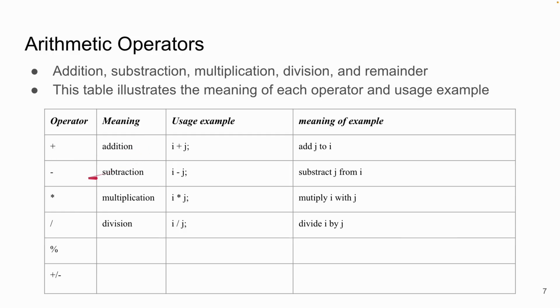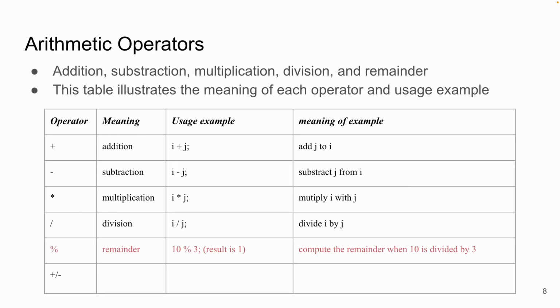And we can also do subtraction here. That is, in this case, we can subtract j from i. And we can do multiplication, that is, multiply j with i. Again, we can also do division. If we write the expression like this, that means that we want to divide i by j. So this is the first set of arithmetic operators I want to introduce.